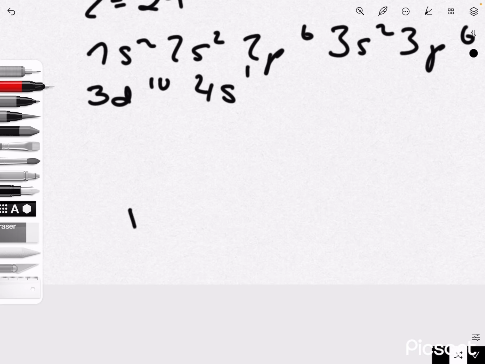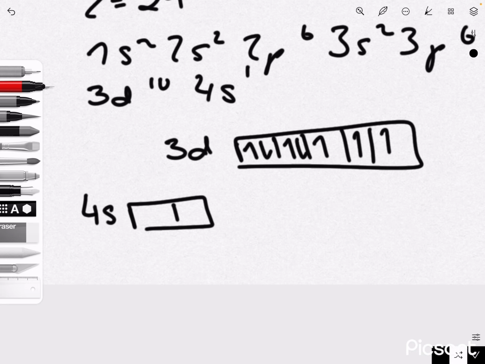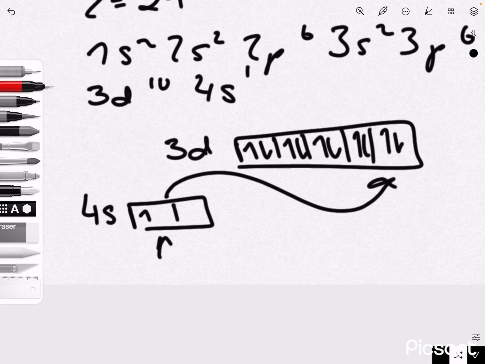So if we are to draw this out, typically if you are asked to do electron configurations, you will be asked about these exceptions because they are exceptions. Now what happens is that the second electron from the 4s is promoted to 3d to give it a full orbital.